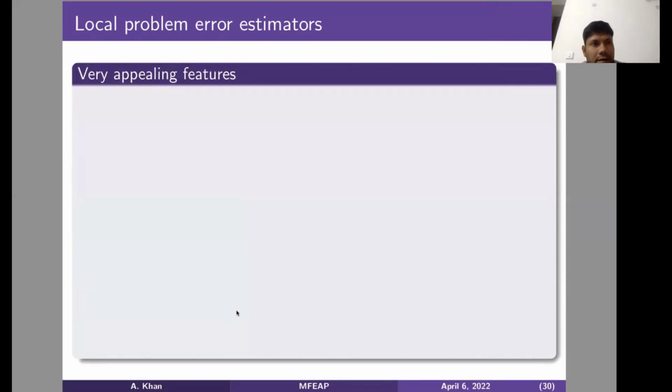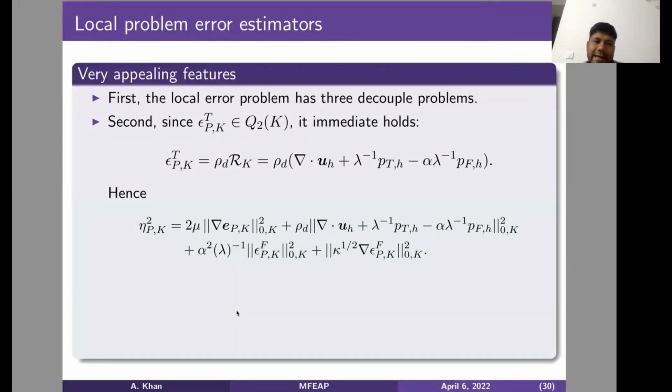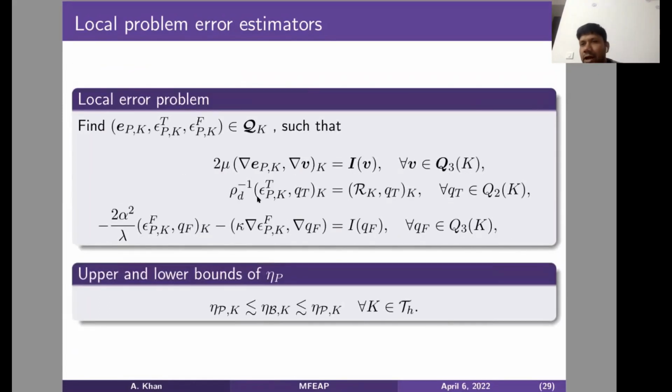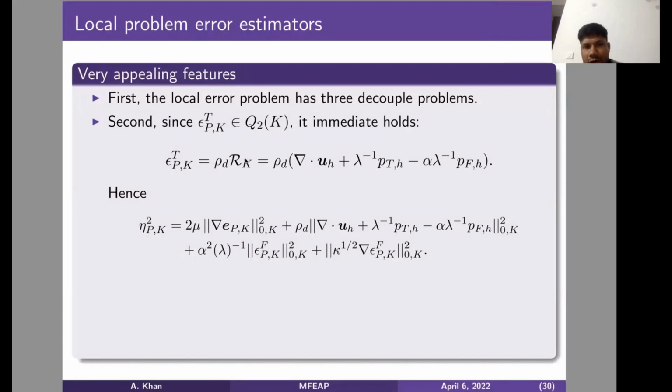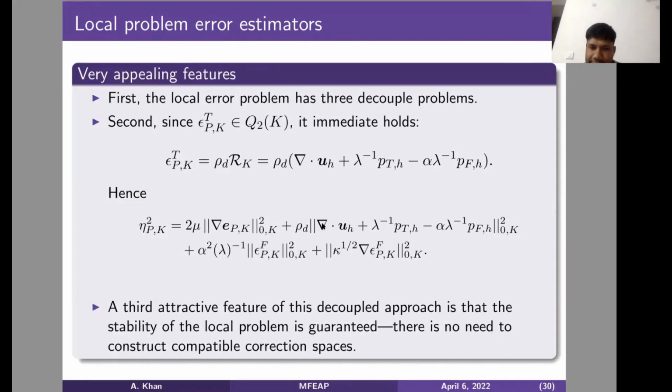What is a very appealing feature? So first, we are solving three decoupled problems. And the second is if we choose ETP belongs to Q2K, you will see the second equation is just an L2 inner product. If it belongs to Q2K, we don't need to solve it. This is directly equal to this quantity. So for the second equation, we don't need to solve. You need to solve only the first and third equations. And the last is you don't need to maintain the stability of this local problem. There is no need to construct compatible correction spaces because we are solving this decoupled problem.